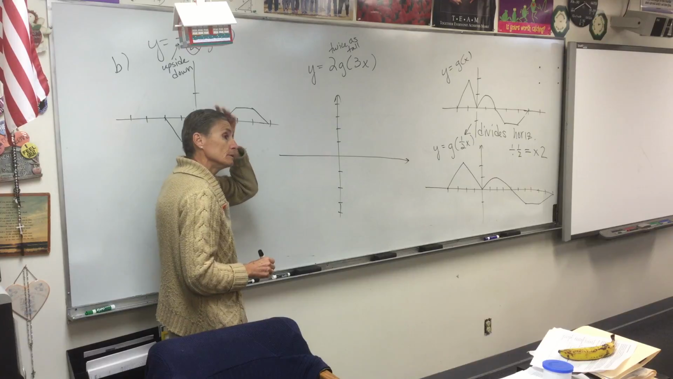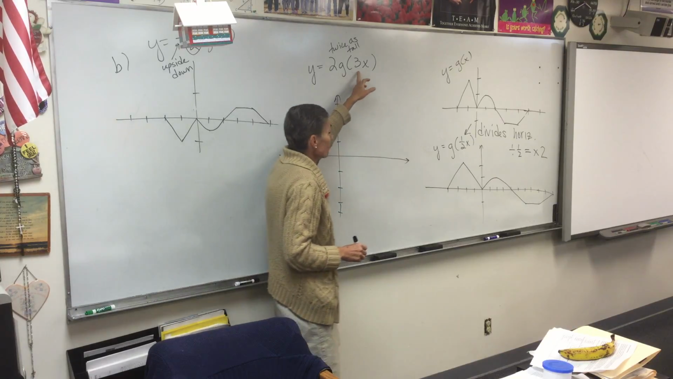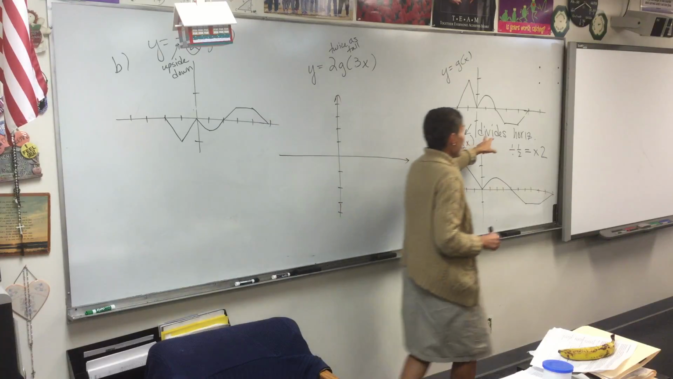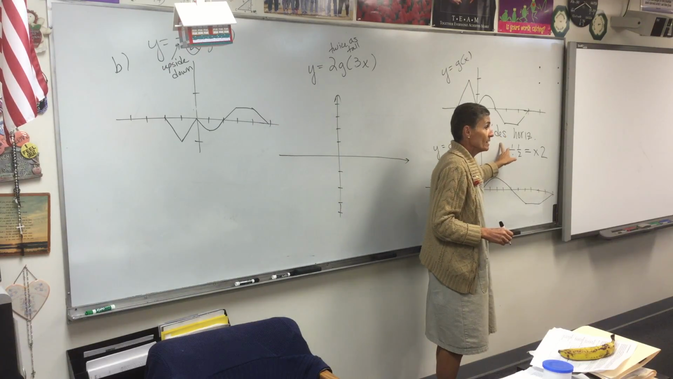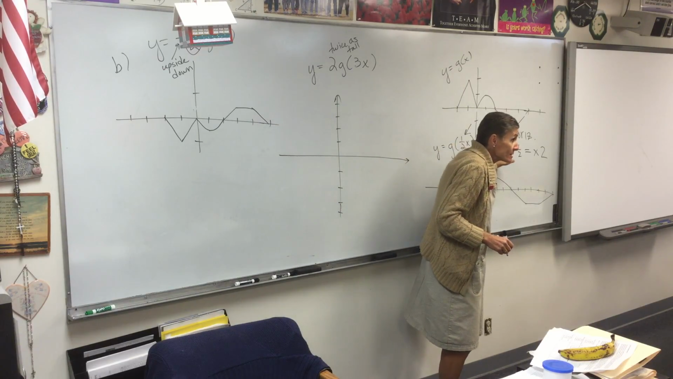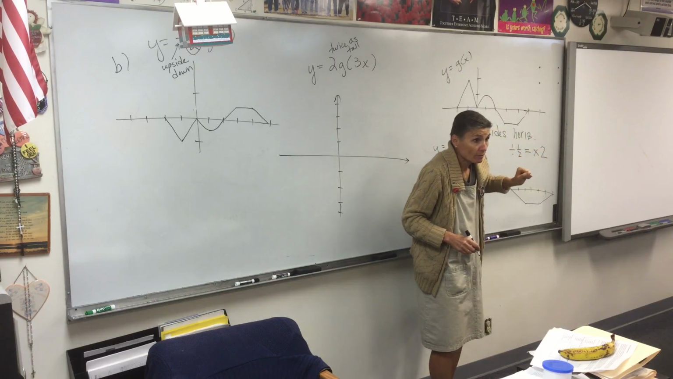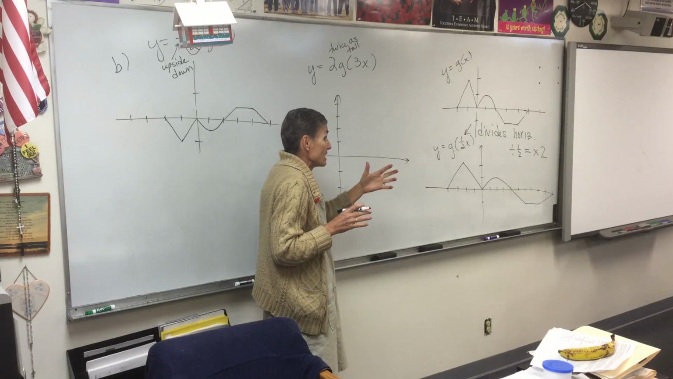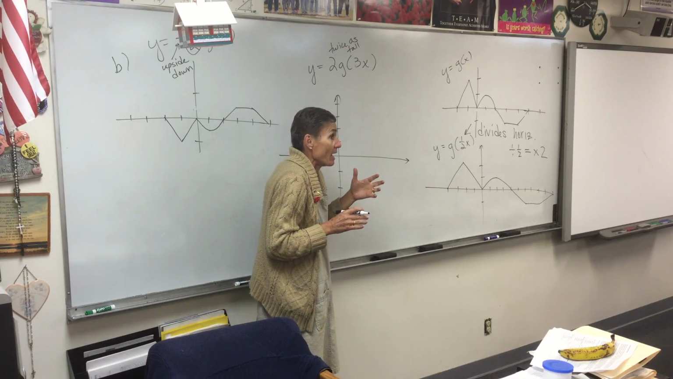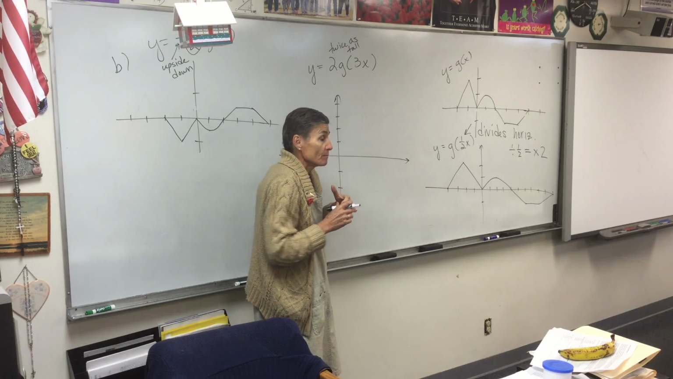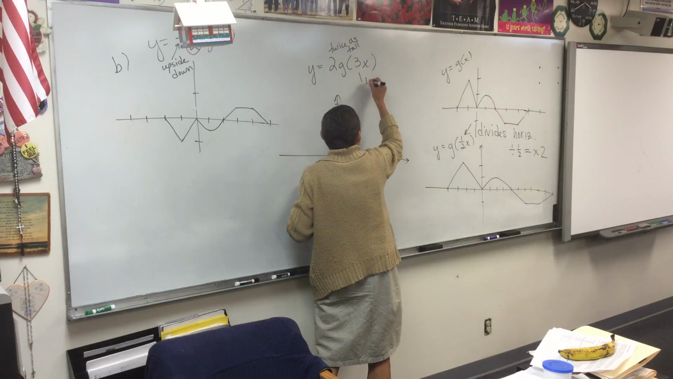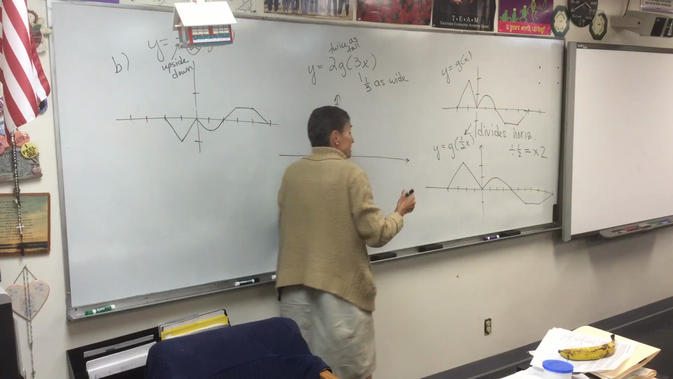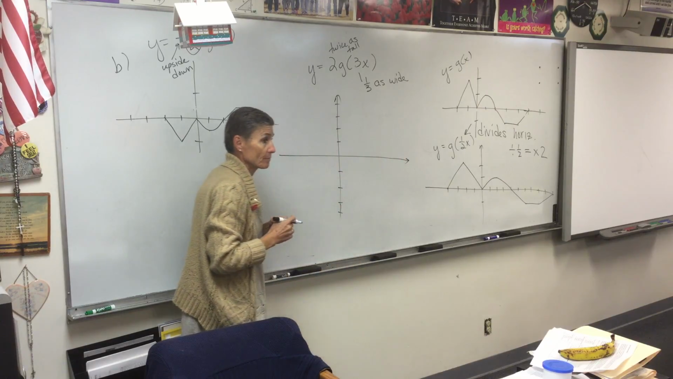Okay? Now, what does a number in here do? Whatever you hook to the X does what? Divides the horizontal. So this is going to take everything and divide it by 3. So it's going to be 1/3 as wide. It's divided by 3.